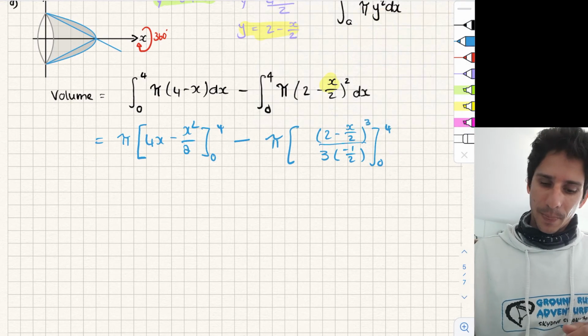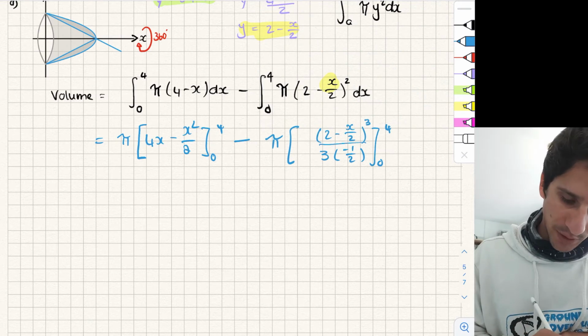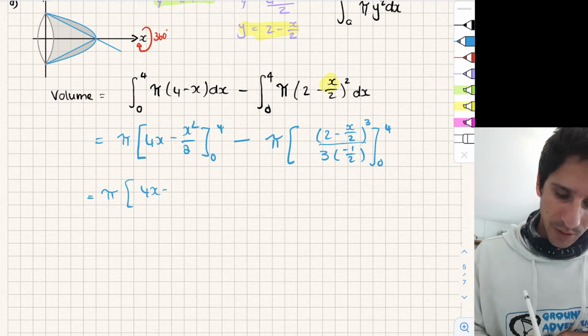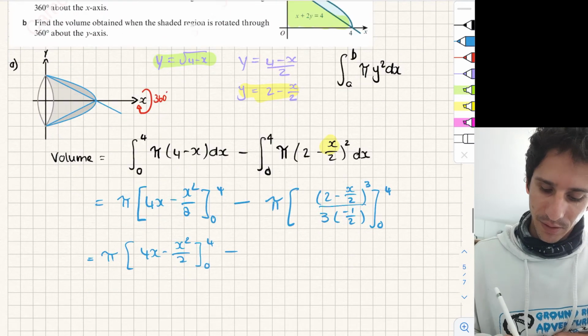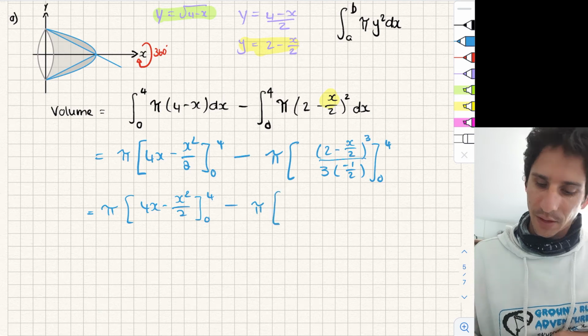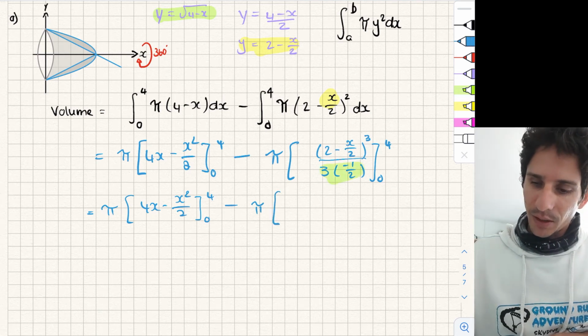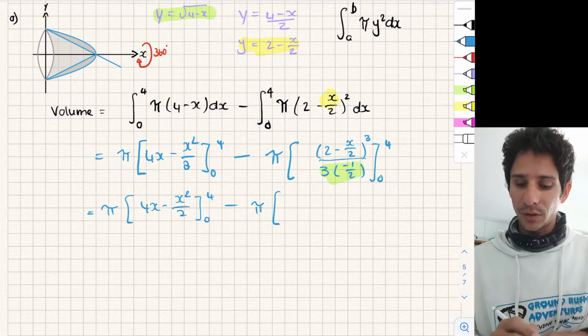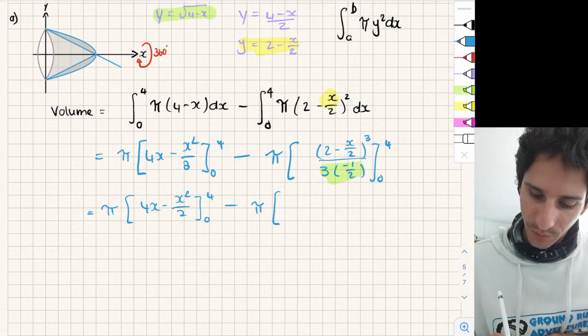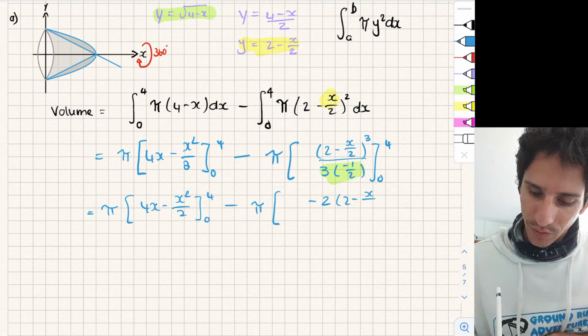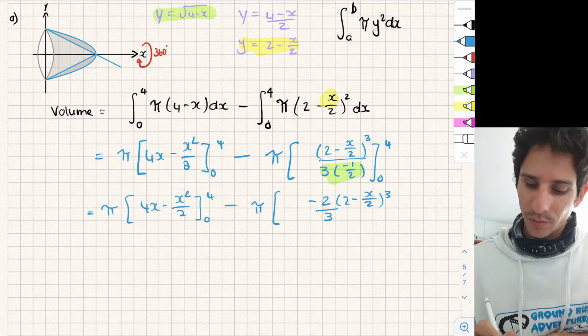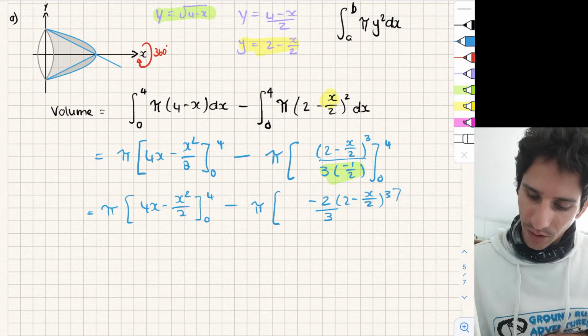But we can tidy that up. So let's just get this as 4x minus x squared over 2 from 0 to 4. Take away, right, pi. Okay, this bottom denominator is going to become negative 3 over 2. The 2 will jump up to the top, so we will have negative 2 times (2 minus x over 2) cubed, divide by 3. Okay, so there are my two integrals.